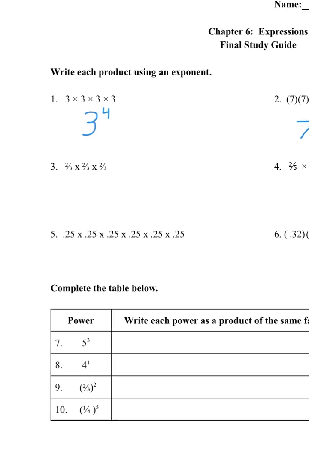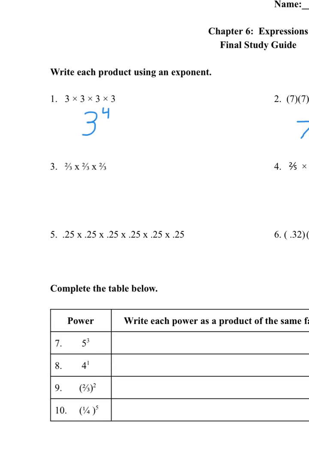Number 3, we have 2/3 times 2/3 times 2/3. So we'll write our 2/3, that's the thing being multiplied, right? And we will raise that to the 3rd power because there are 3 of them. Sometimes you might see this written in parentheses like that, just to show that separation between the exponent and the fraction, but either way is correct.